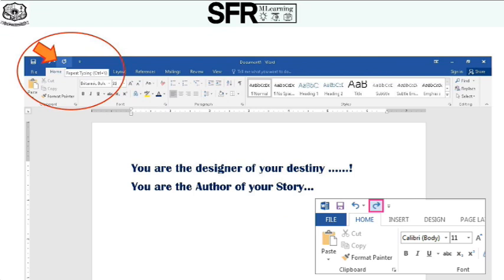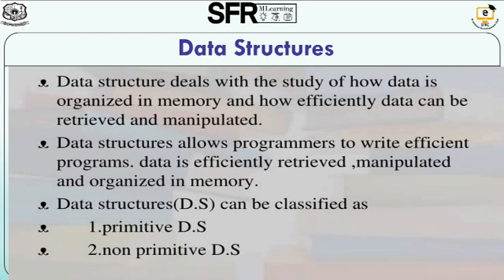Here we are using the stack data structure to store the data. That is why we can perform the undo and redo operations. Like that, there are many applications based on the stack data structure. Now we see what a data structure is. Data structure deals with the study of how data are organized in memory, and how efficiently the data can be retrieved and manipulated. Data structures allow programmers to write efficient programs and to retrieve, manipulate and organize memory.